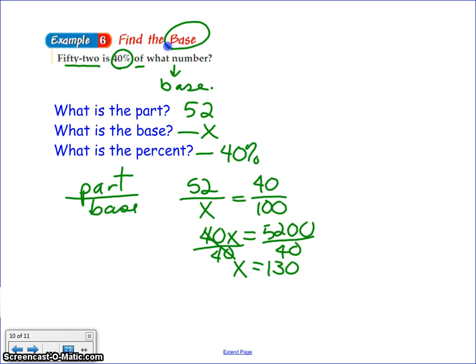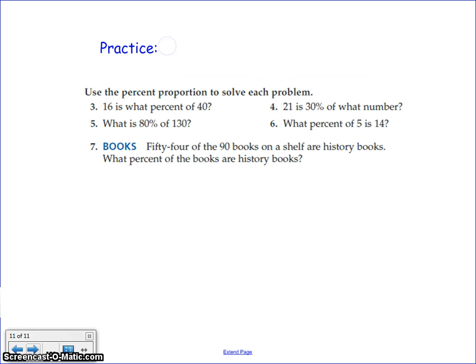So what does that mean? It means that 52 over 130 is the same as 40%. It's beginning to be a little clearer now that we've done a bunch of them.